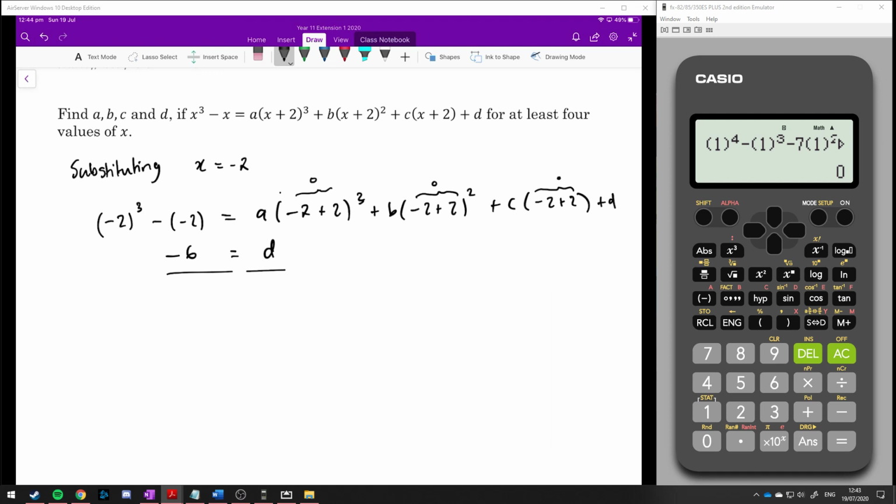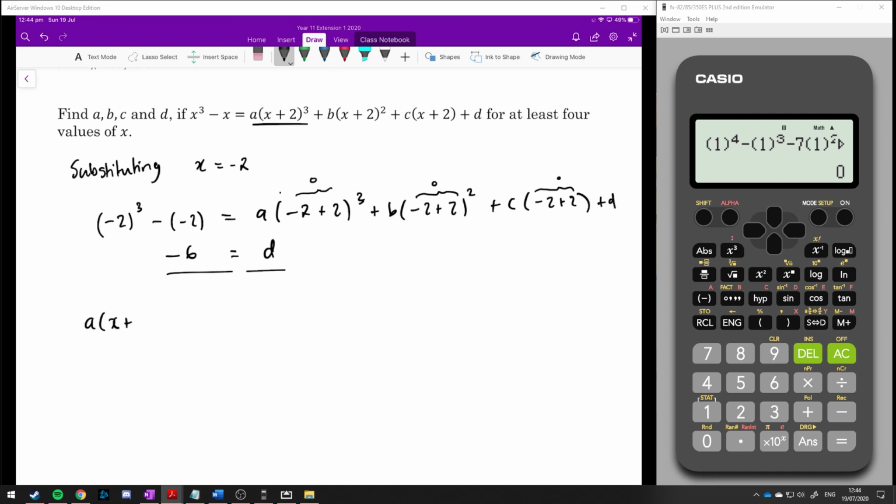Now what we're going to do is equate the coefficients of x cubed, okay? So in other words, we need to know what the x cubed term is going to be. If I look at the first bit, a lots of x plus 2 all cubed, I can only get an x cubed value from this, okay?